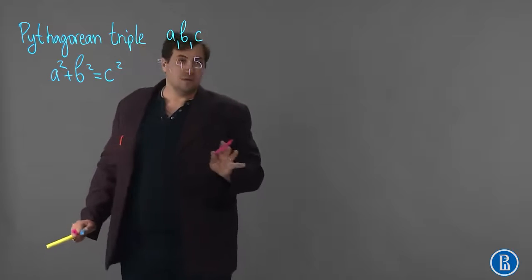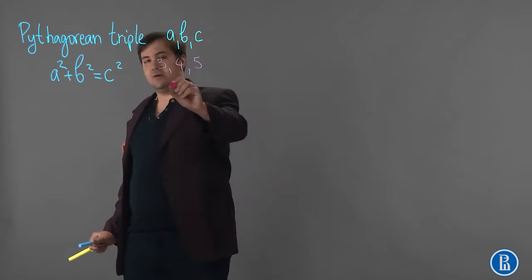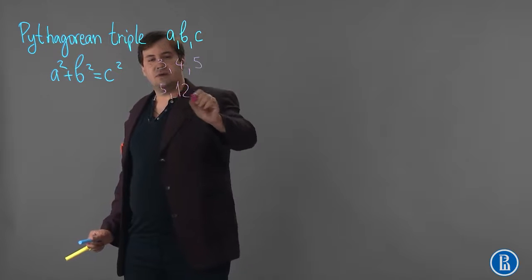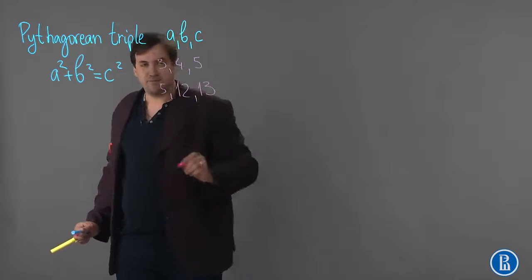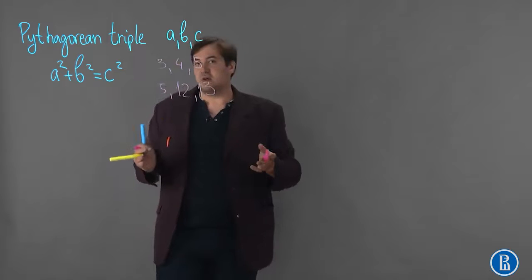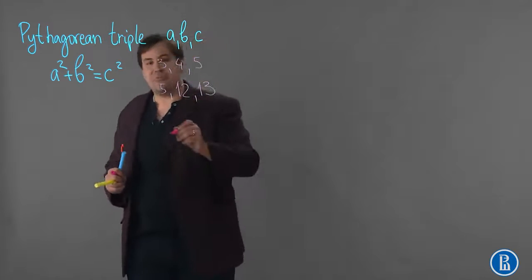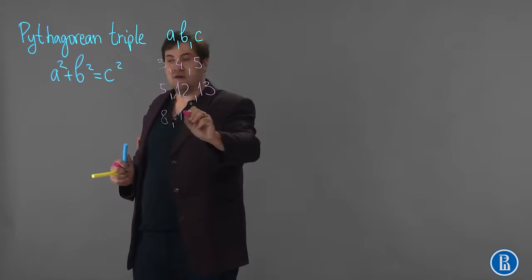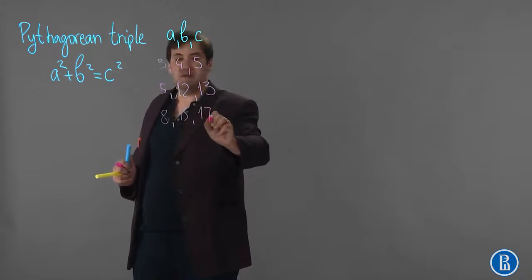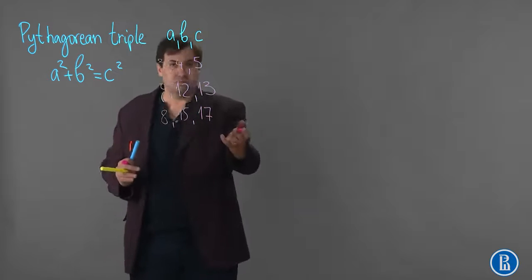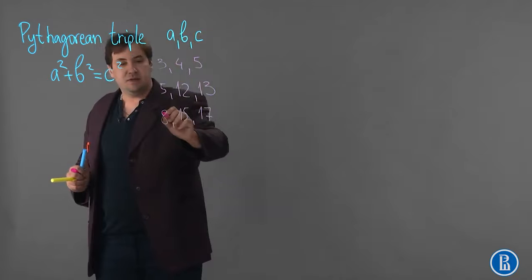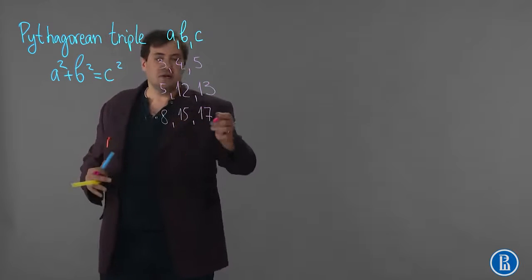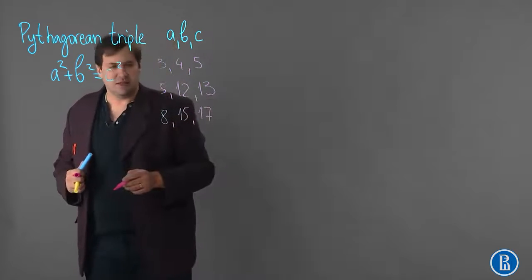Okay, some of you may know another Pythagorean triple, 5, 12, 13. Of course, there are more Pythagorean triples. For instance, 8, 15, 17. Well, you can check. You can square these numbers, add one to another, and you'll get the square of 17.